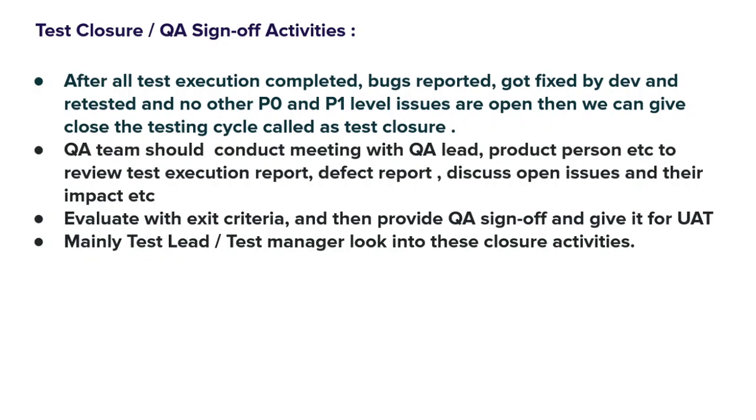Once that is done, once all the testing is completed, the QA team should conduct a meeting with the QA lead, product person, etc. And we can jointly review the test execution report and defect report. We should discuss any open issues and their impact, etc. Because during test execution, multiple defects can be found.